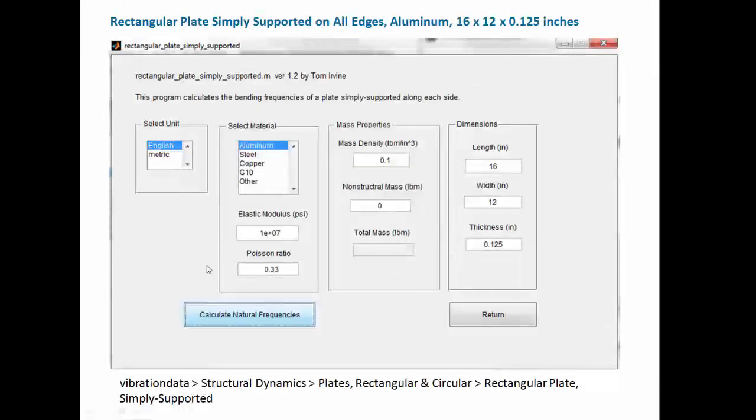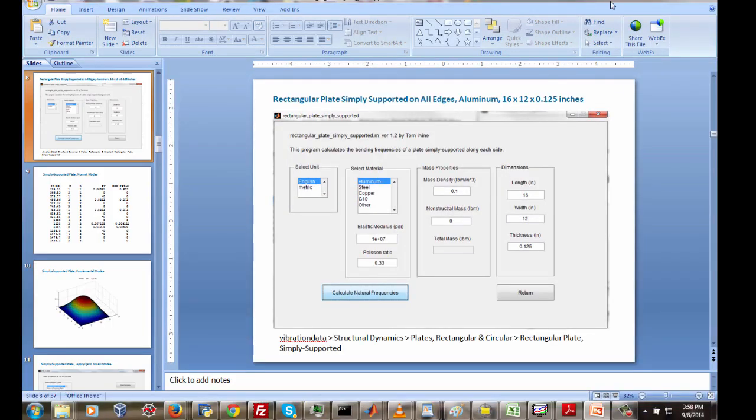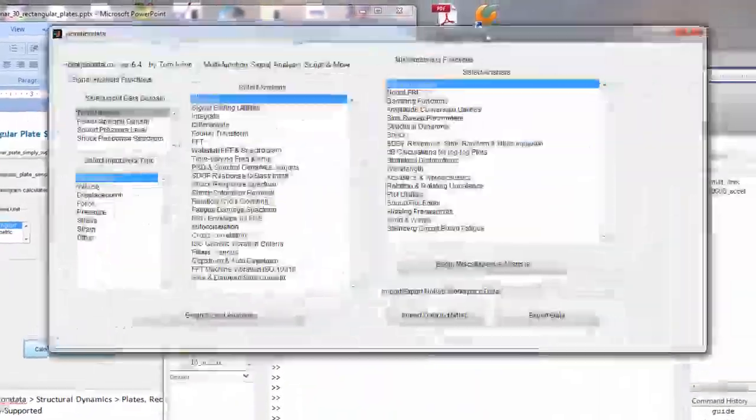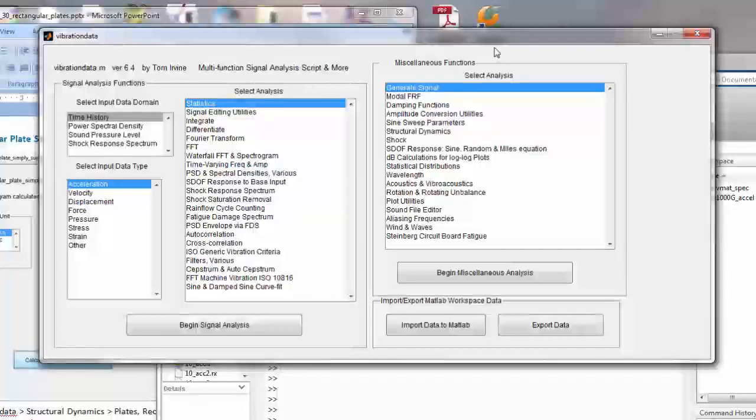Okay, so let's start with a simply supported plate. This will be aluminum, and it's simply supported about all four edges. Its dimensions are 16 by 12 by 1/8 of an inch. So we're going to have English units, aluminum, elastic modulus, and Poisson ratio are just available since this is a library material. And let's actually just go to this GUI within our workspace. We'll come back to the PowerPoint slide in maybe about 10 or 15 minutes or so.